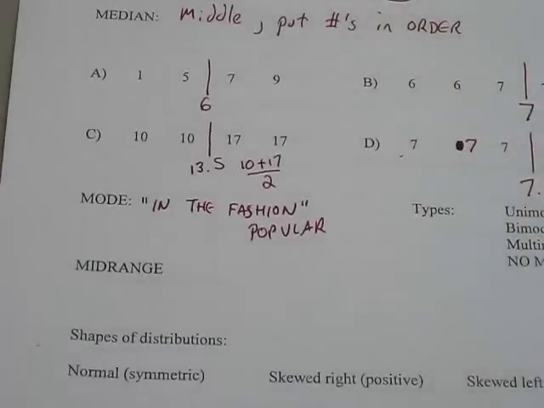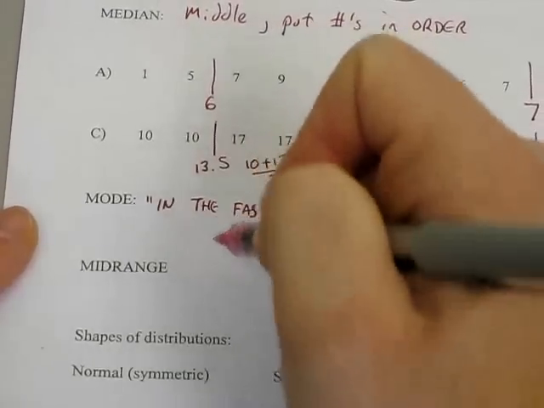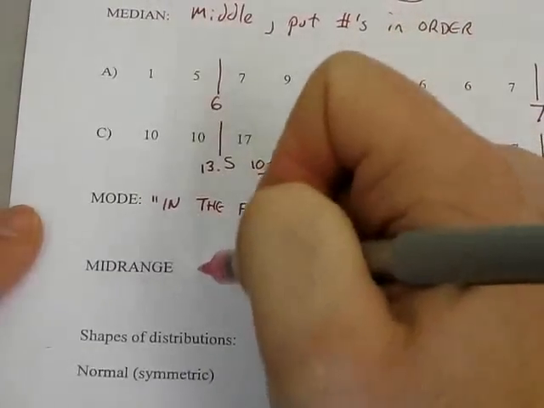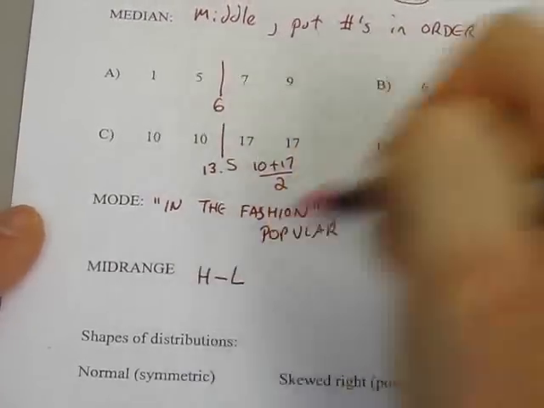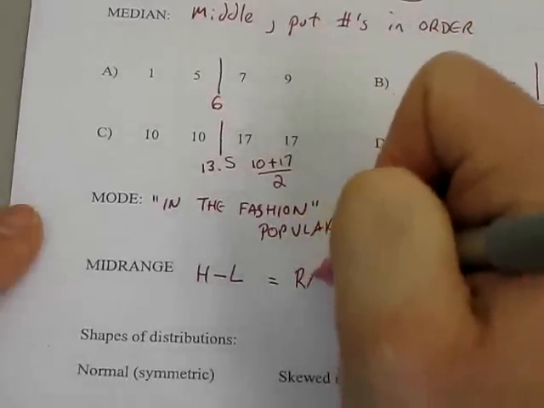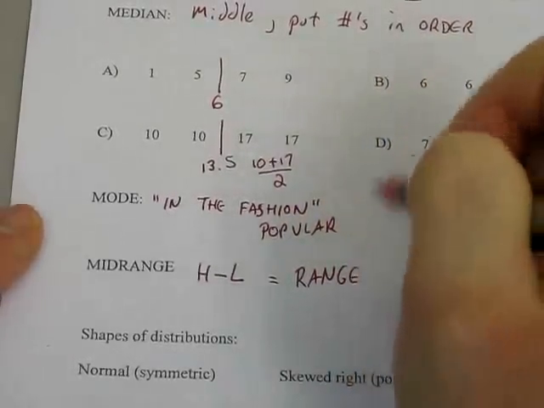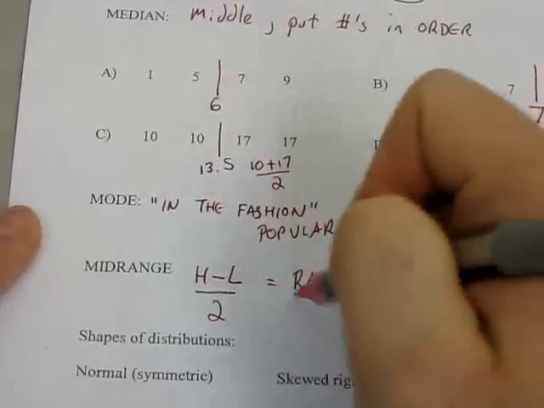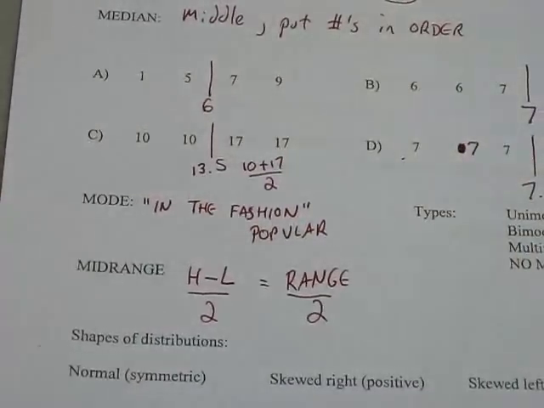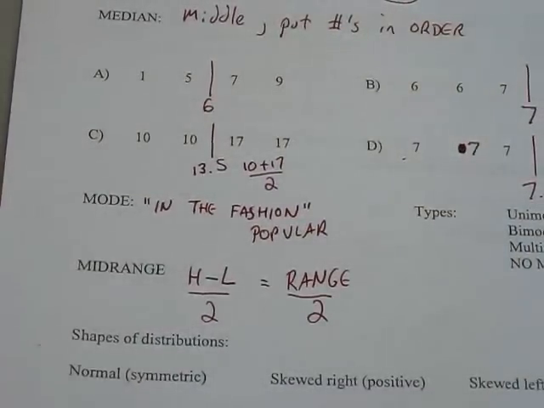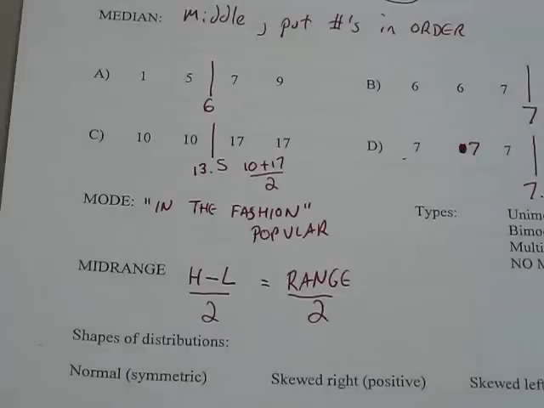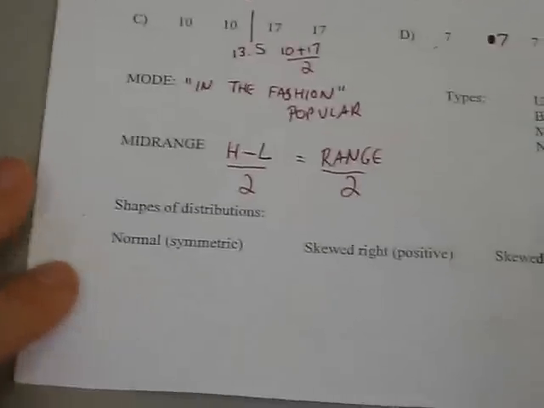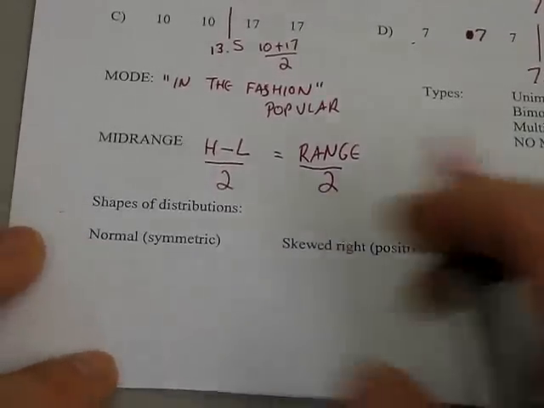Midrange. The midrange is not used too often, but it's when you take your highest number, subtract your lowest number, which will give you a range, and divide that by 2. So it's basically finding the median of your maximum and minimum. I personally am not a big fan of the midrange because it really takes the outliers and gives them a lot of weight.